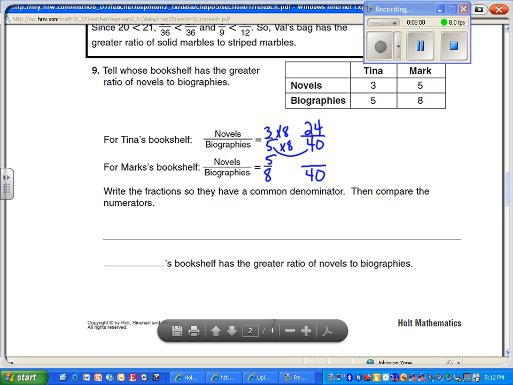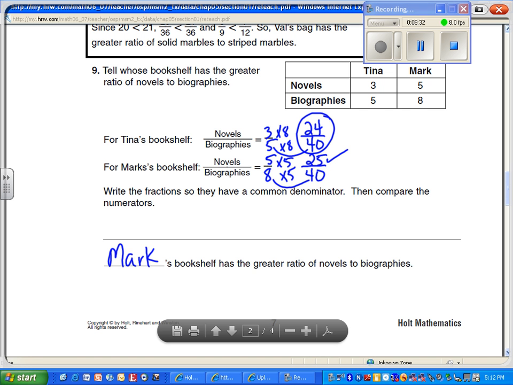So this is our new ratio for Tina. It looks like a fraction, but it's a ratio. We're comparing novels to biographies. All right, so for Mark's bookshelf, from 8 to 40, we're multiplying by 5, so do the same thing to your numerator. That's 25. Now it looks like Mark has the greater ratio, so that's going to be our answer. Mark's bookshelf has the greater ratio of novels to biographies.